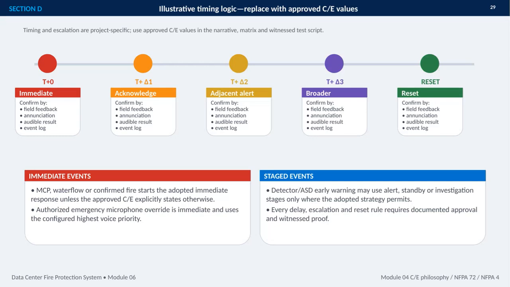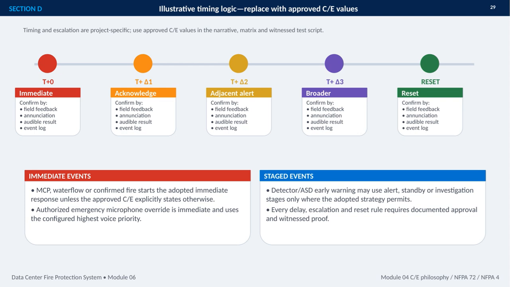This slide illustrates the timing and escalation logic for the fire protection system, from the initial event through reset. The timing shown here is illustrative only. The approved cause and effect values must replace these placeholders in the narrative, matrix, and witness test script.